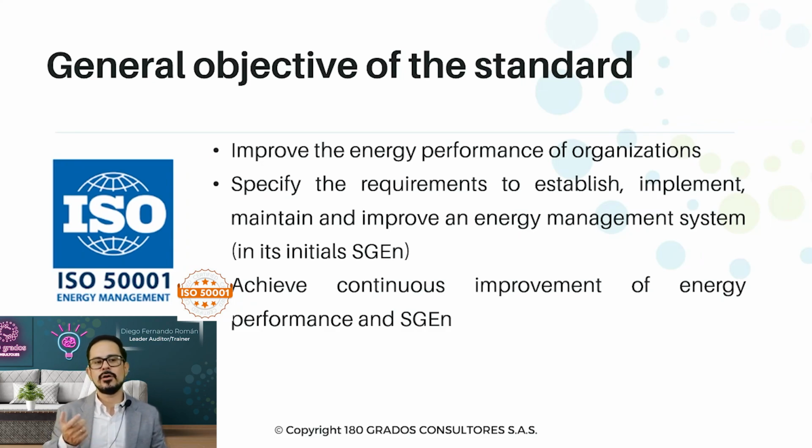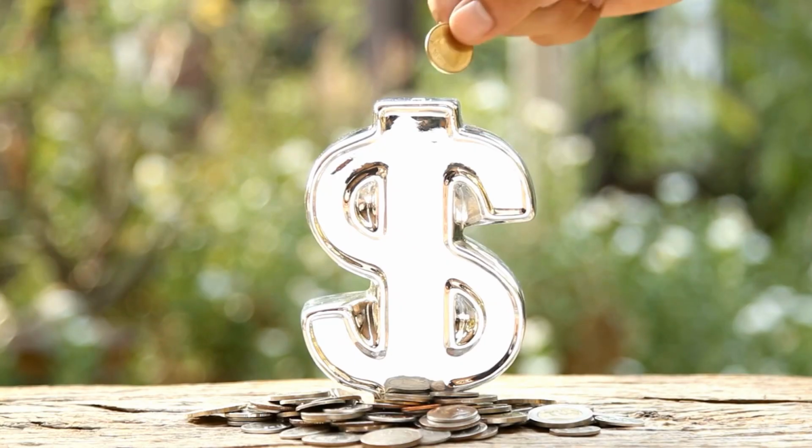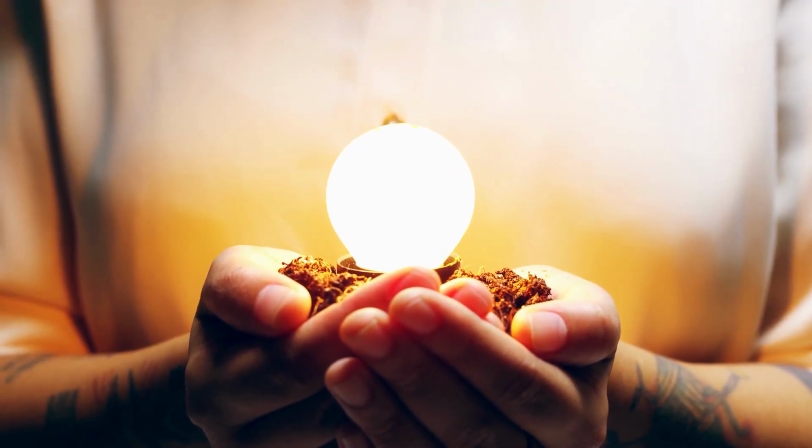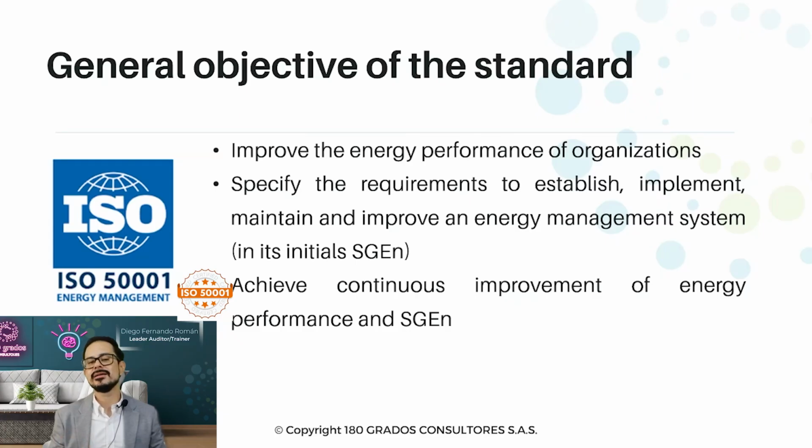This system is a set of interrelated and interacting elements to establish an energy policy and energy objectives, and processes to achieve those objectives. Through the continuous improvement of energy performance and the SGEn, organizations can achieve more than just energy efficiency. They can also improve their operational efficiency, reduce their environmental impact and carbon footprint, and increase their market competitiveness. In the next slides, we will delve deeper into how to establish, implement, maintain, and improve the SGEn.